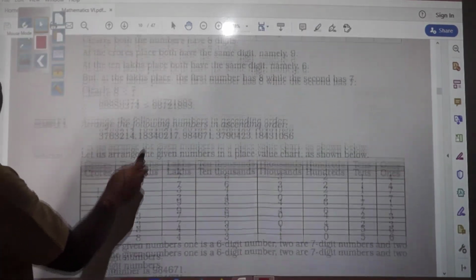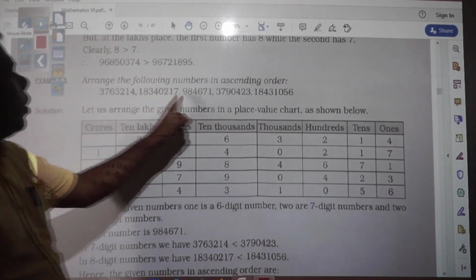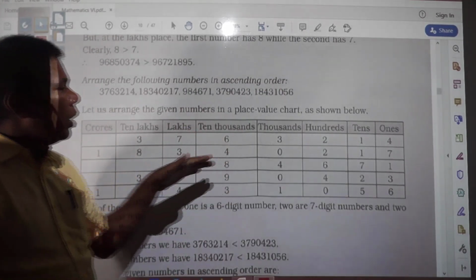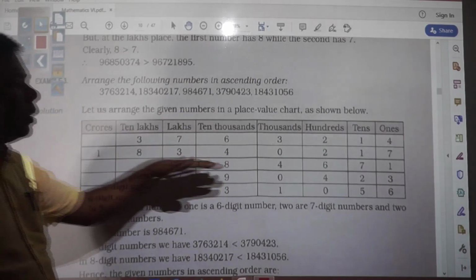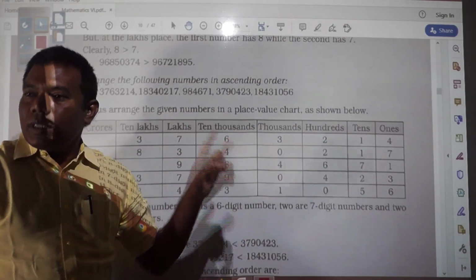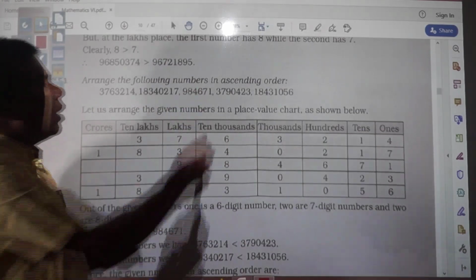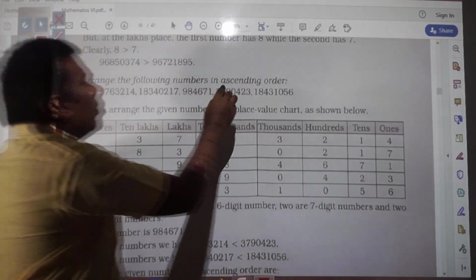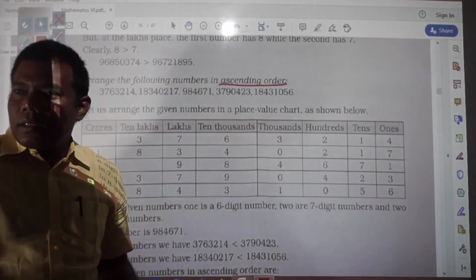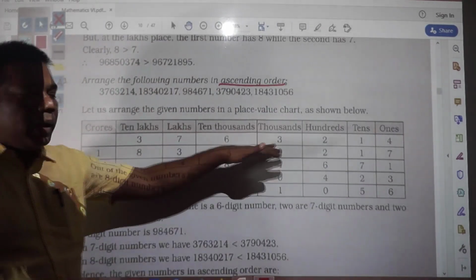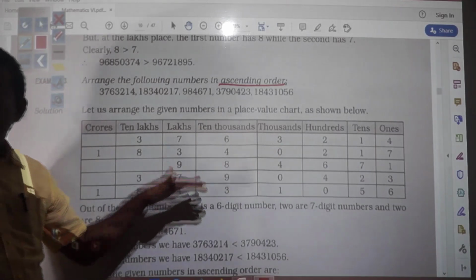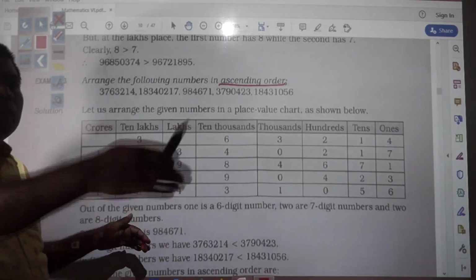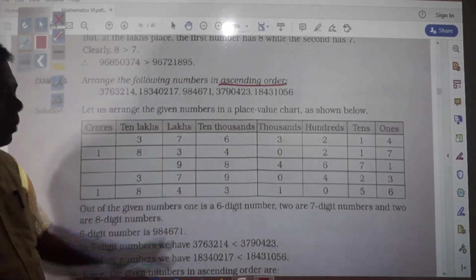Next you see, arrange the following numbers in ascending order. What is required to be done? Only we need to find out which number is smaller and which is bigger. So in ascending order we start writing numbers from smallest to biggest. Prepare a chart, write down, then find out which one is the smallest, and then move to the biggest, and it can be arranged.